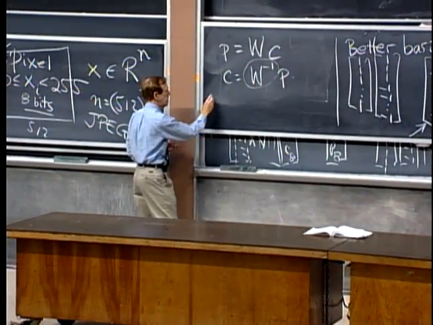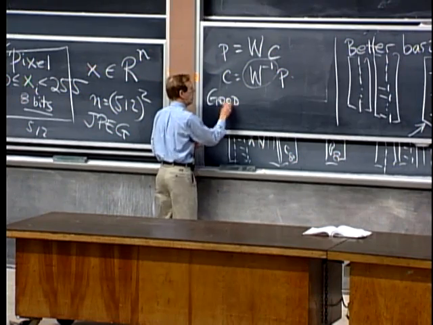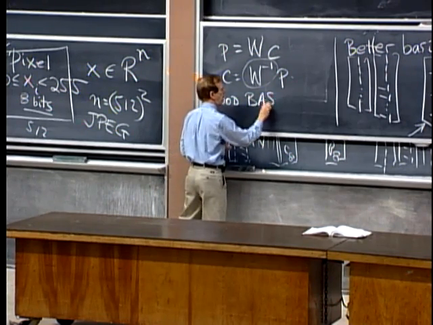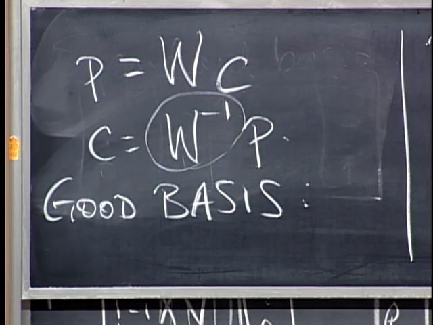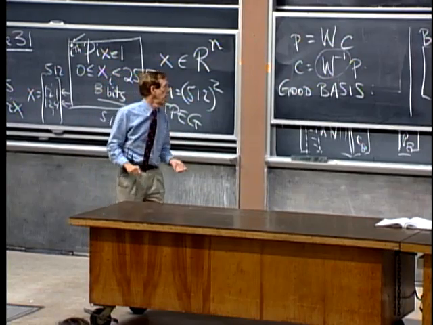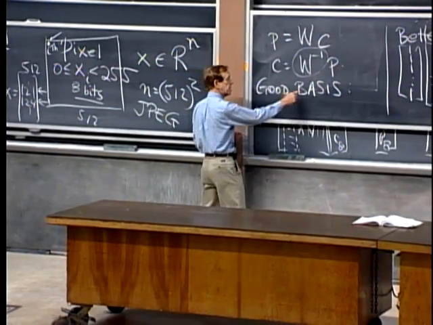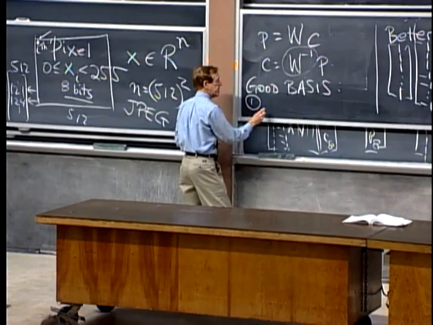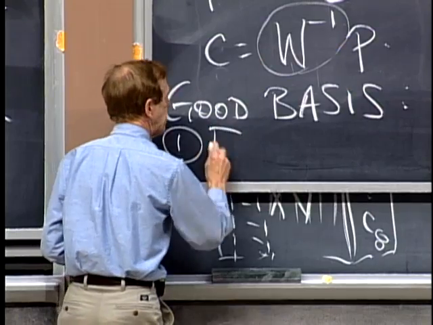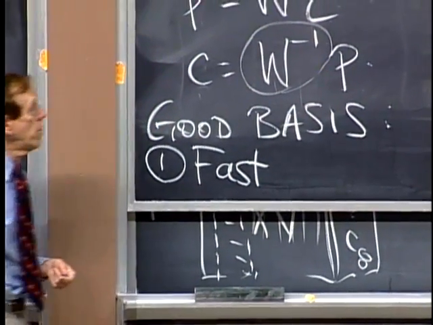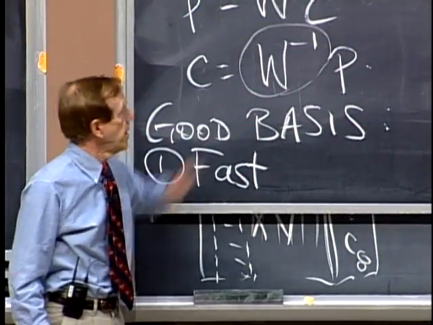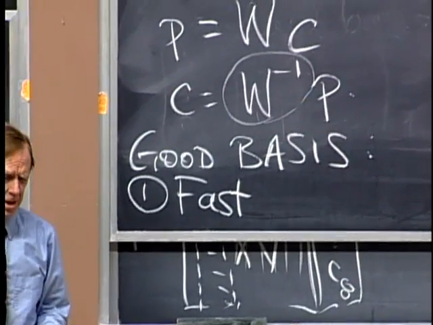So good basis means what? This is like the billion-dollar competition, and it's not over yet. People are going to come up with better bases than these. So a good basis, the first good thing would be fast. I have to be able to multiply by W fast and multiply by W inverse fast.